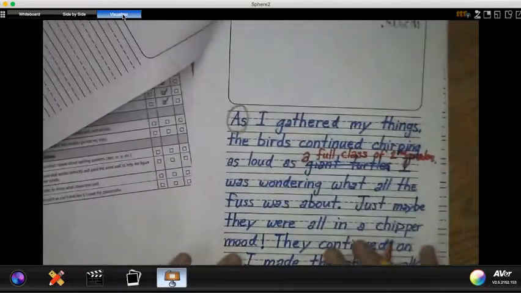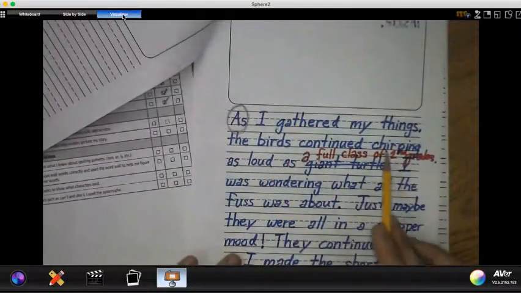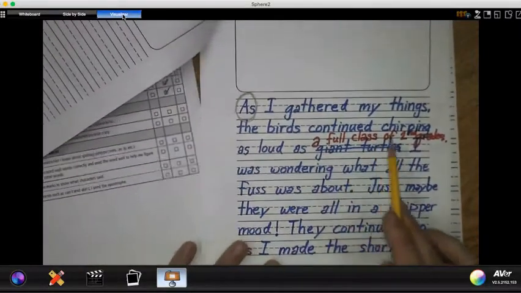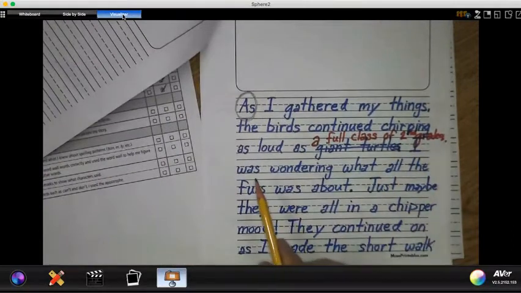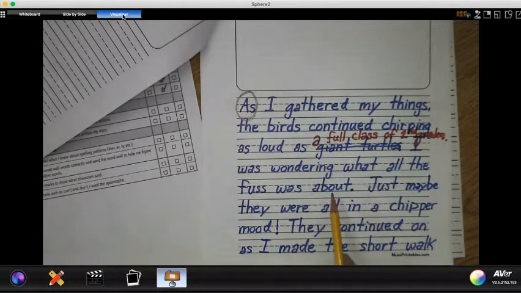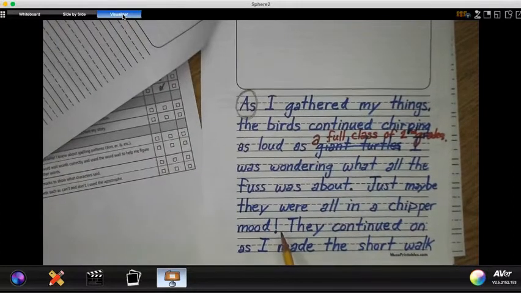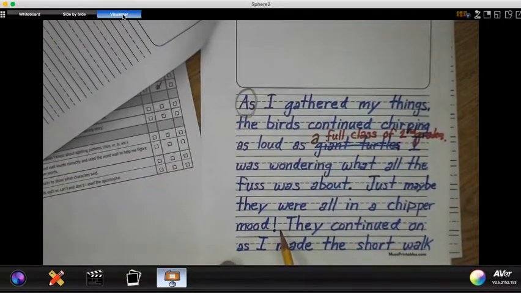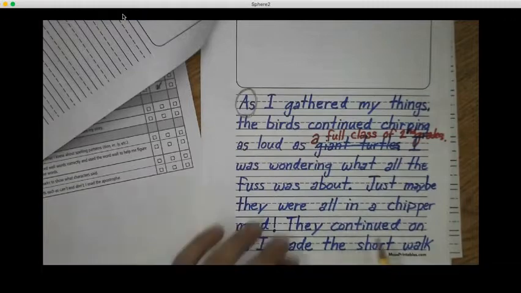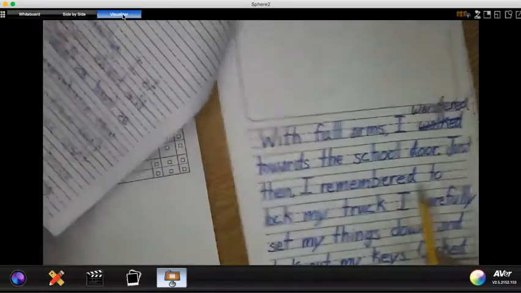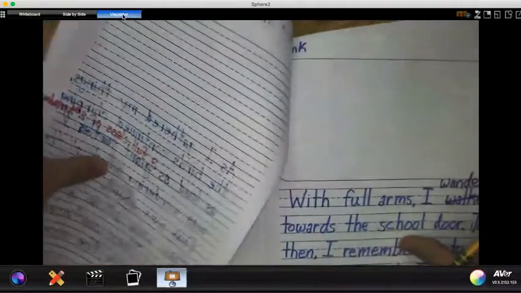Let's look at my second page because we haven't really looked at that. "As I gathered my things, the birds continued chirping as loud as a class of second graders. I was wondering what all the fuss was about." Ooh, I've added some thinking in there. "Just maybe they were all in a chipper mood." That was me making an assumption, maybe not a correct one. "They continued on as I made the short walk inside." Okay.